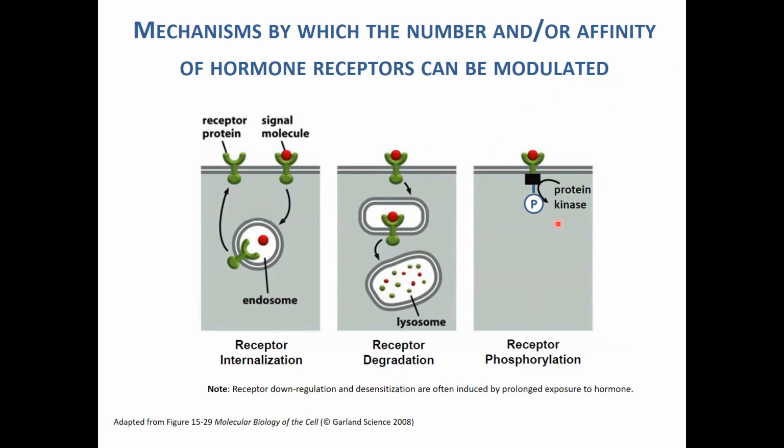If I have the hormone bound to the receptor for a long period of time, I can also induce phosphorylation of the receptor, and the phosphorylation dissociates it from the downstream signaling pathway. A very good example is the BARK kinase. If you have the adrenergic receptor bound to catecholamines for a long period of time, it's phosphorylated, and then you no longer produce any cyclic AMP production.